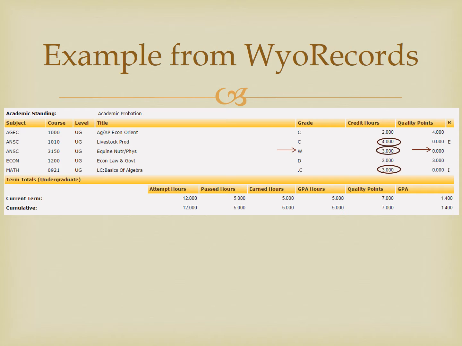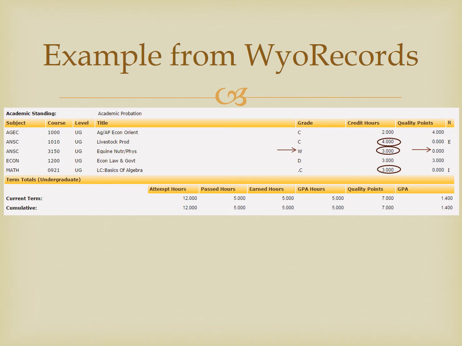We see there's 3 classes listed here that are not included in the GPA hours. The first one is the Animal Science 1010, because we see that little capital letter E on the right-hand side of the screen, and that indicates that that class is excluded. It means that the student retook that class in a subsequent semester, which excludes the previous attempt. So those 4 credit hours and the 8 quality points are taken out of the equation.